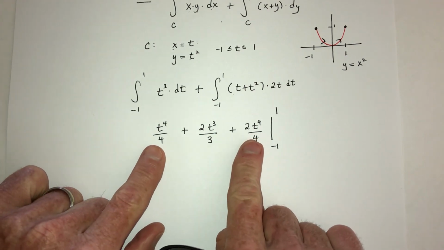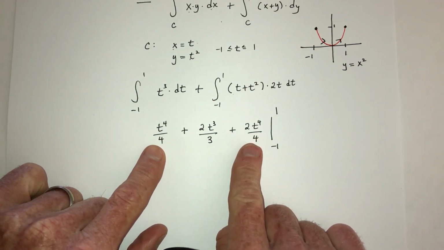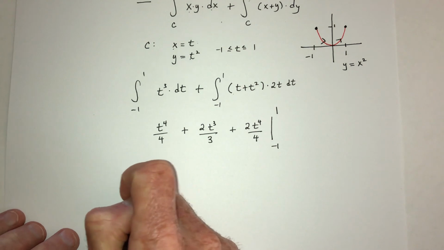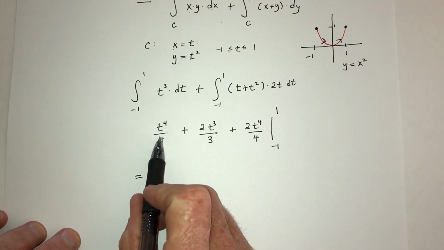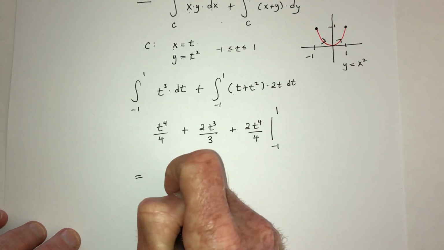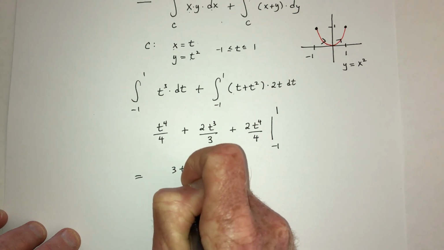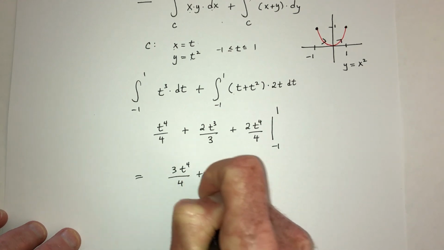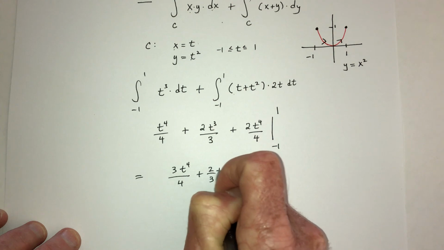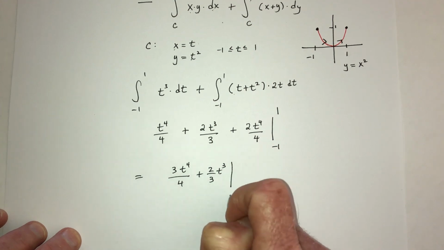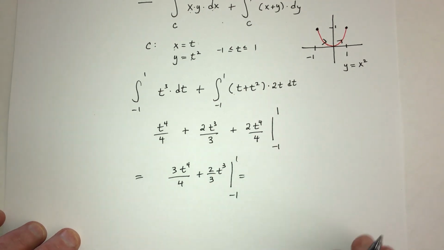And I guess I could have even combined like terms. I think I should do that. So that would be 1/4 and 2/4, so that's 3/4 for t to the 4th, plus 2/3 for t to the 3rd. And then evaluate from -1 to 1.